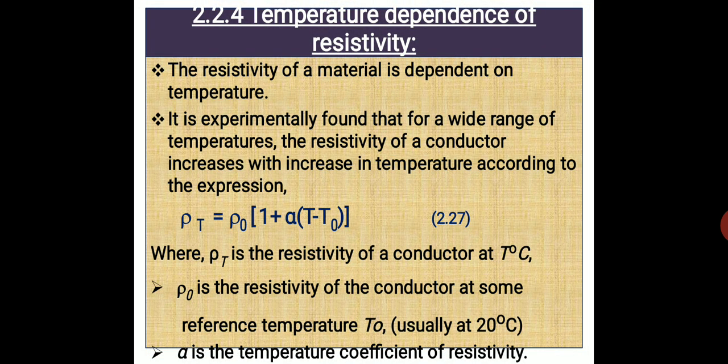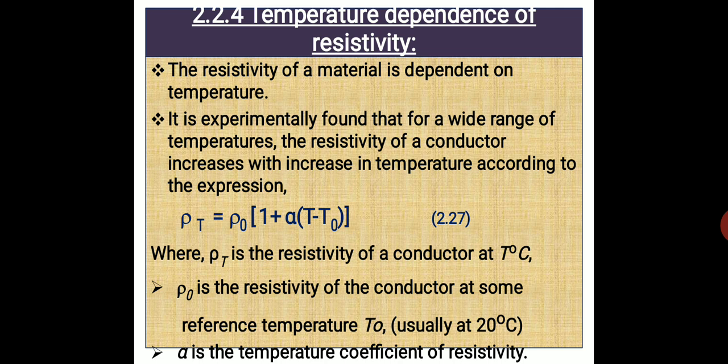Next, temperature dependence of resistivity. The resistivity of a material is dependent on temperature. It is experimentally found that for a wide range of temperatures, the resistivity of a conductor increases with increase in temperature. It's very important one. The resistivity of the conductor increases with the increase in temperature.